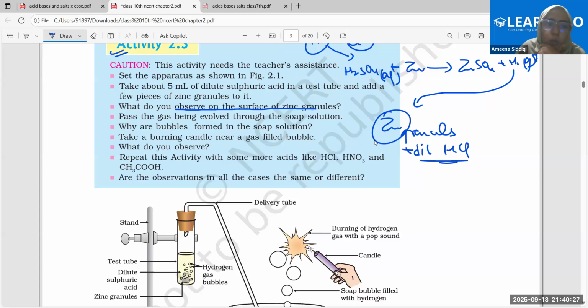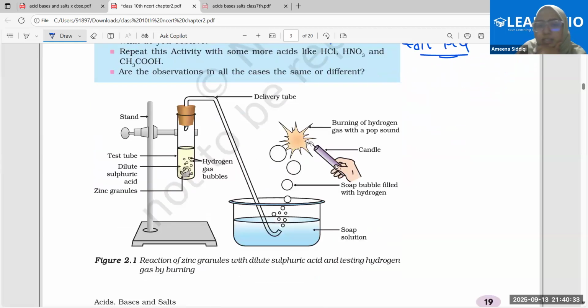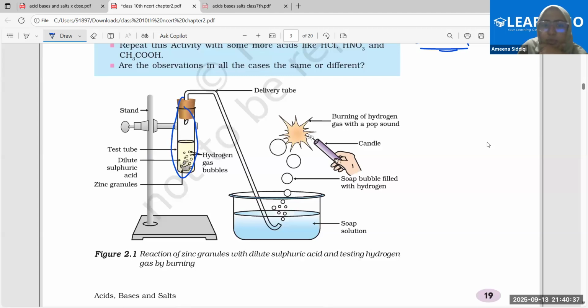Second, why are the bubbles formed in the soap solution? See, in this activity, what is happening here? Whatever reaction is taking place here, the products of this reaction are transferred to the soap solution.